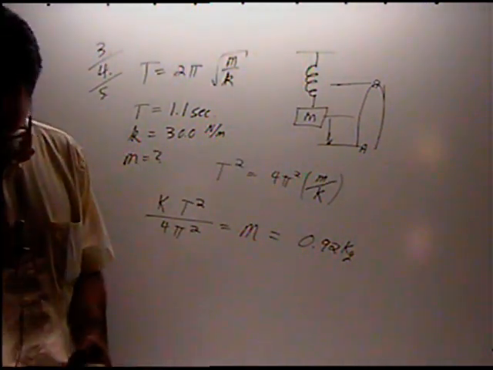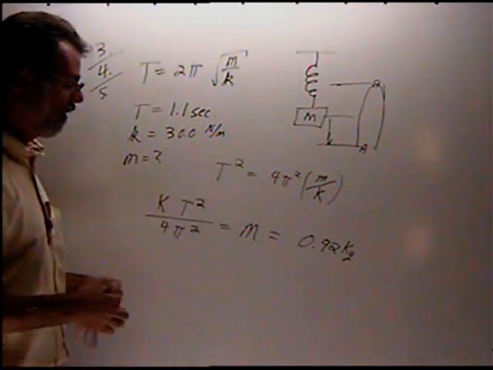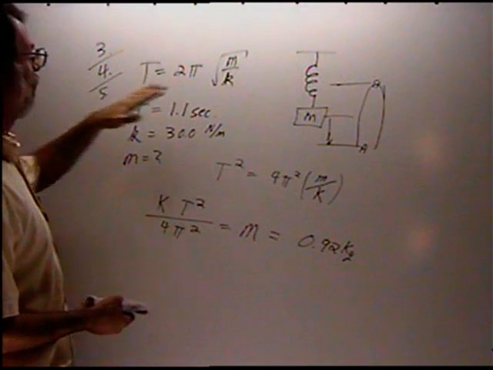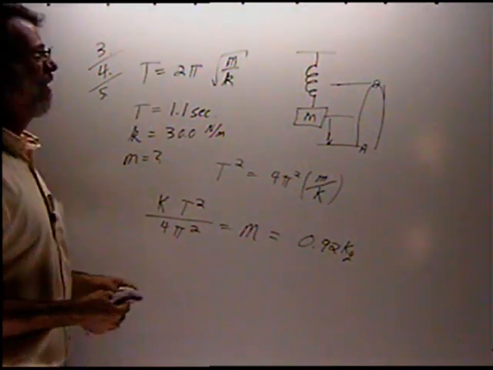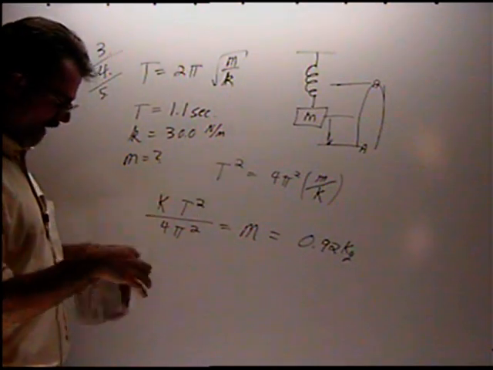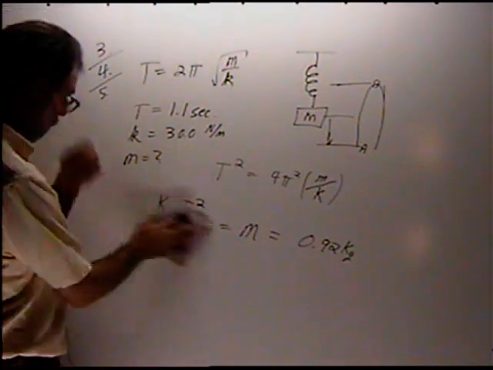Okay, so that's a real quick rendition of 3, 4, 5. They all use the same formula, which is the period formula for a spring system.